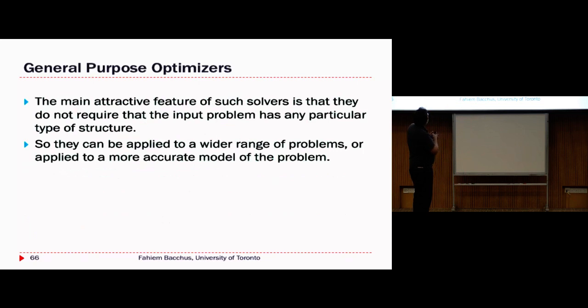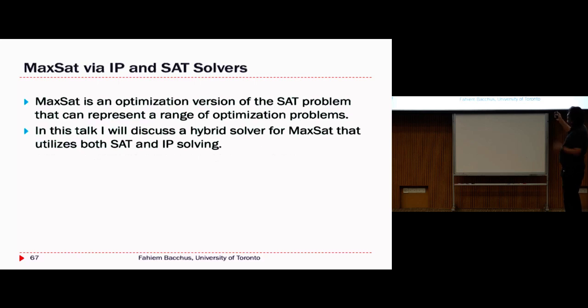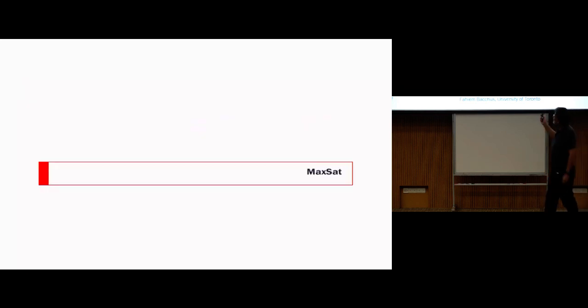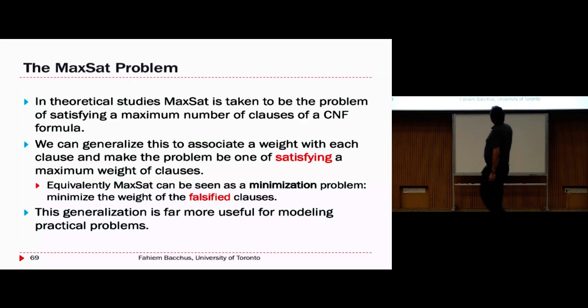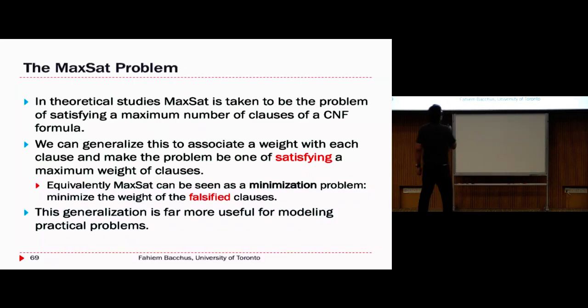Okay. So the main attractive feature of such solvers is they don't rely on any structure. So they don't rely on the problem being convex or submodular. You just throw the problem at them, and if they work, good. And often they do. Okay. So Maxsat then is an optimization version of SAT. And I'm going to discuss a particular way of solving it, which is called MaxHS.